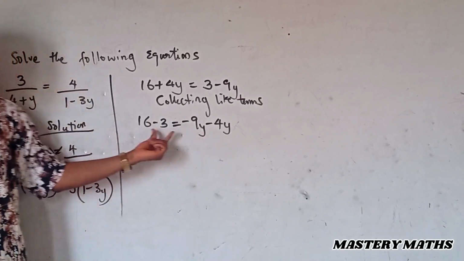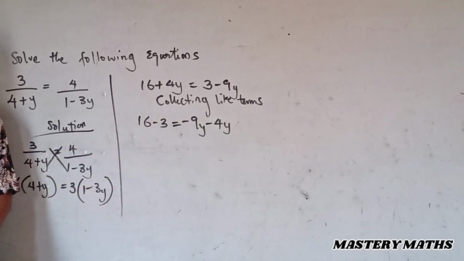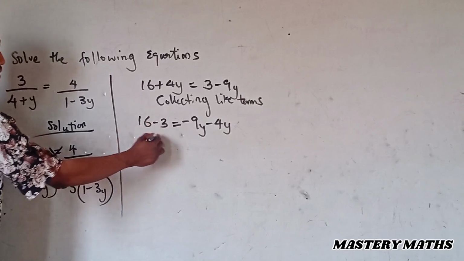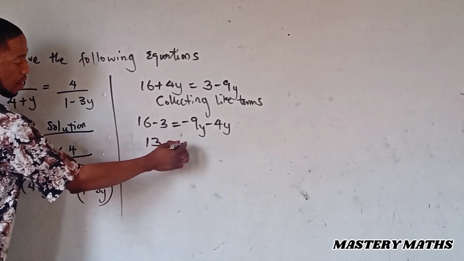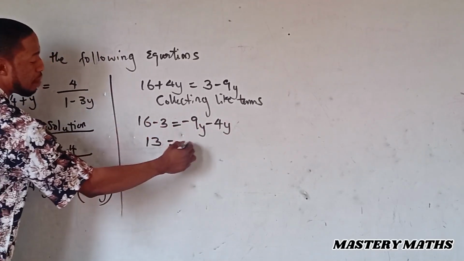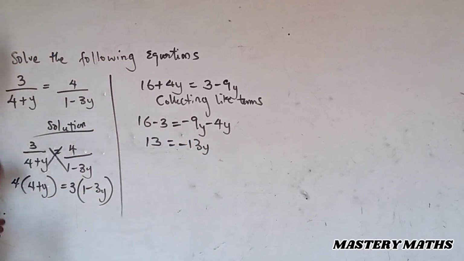Same variable, same coefficient. So what should I do? We work on the subtraction. You say 16 minus 3 gives us 13. We have this: minus 9y minus 4y will give you minus 13y.